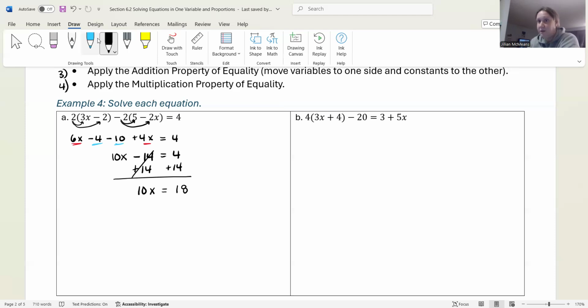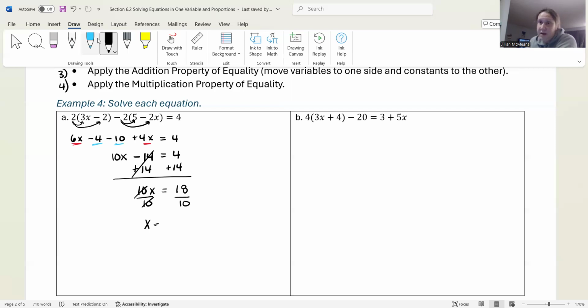Let's finally get the variable by itself. So we need to undo the multiplication of 10 and x. Well, to undo multiplication, we divide. So we want to divide both sides of the equation by the coefficient of x. So divide both sides by 10. On the left, 10 divided by 10 is 1. So 1 times x is x. So we could say the 10's cancel.